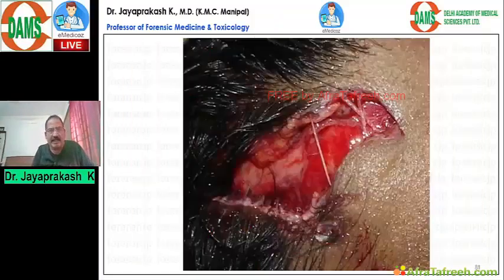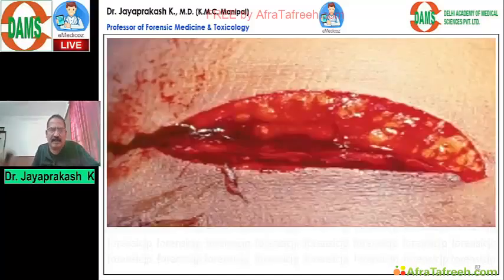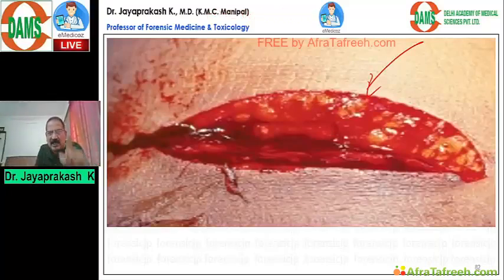Now you see, as soon as you see the tissue bridges, you can say that it is a lacerated wound. Here, you see the margins are regular, edges are not contused. It is an incised wound.